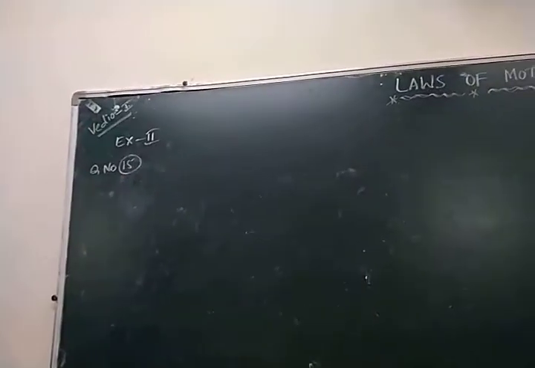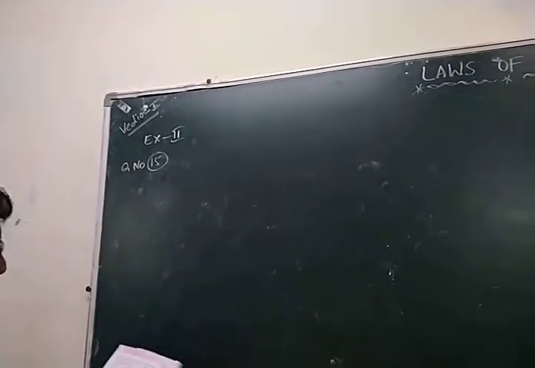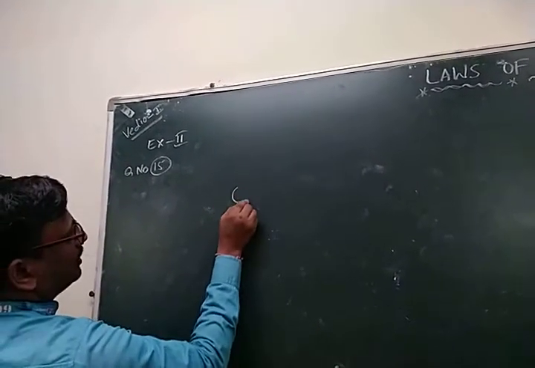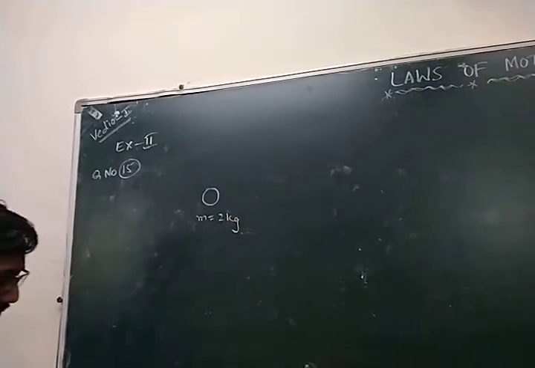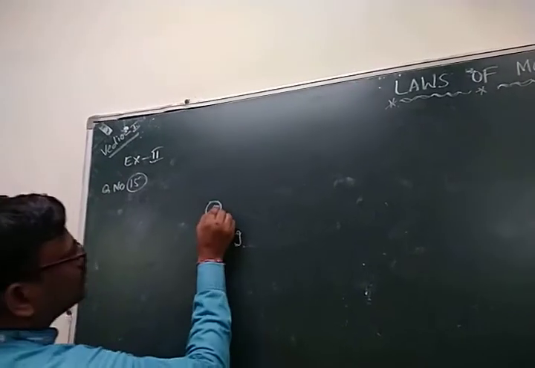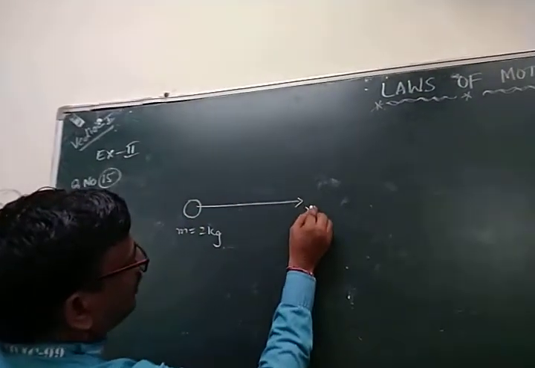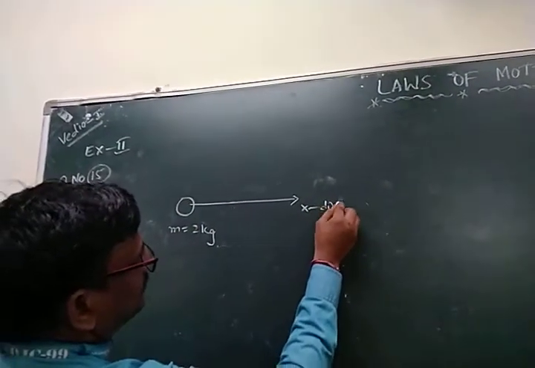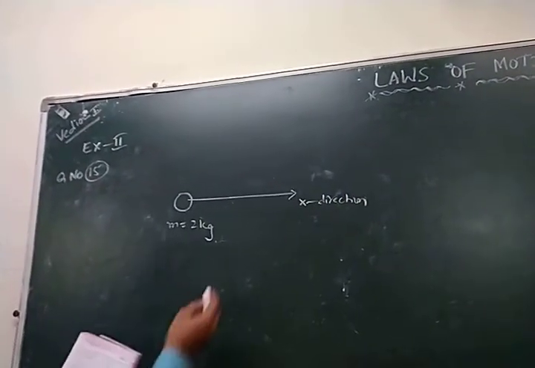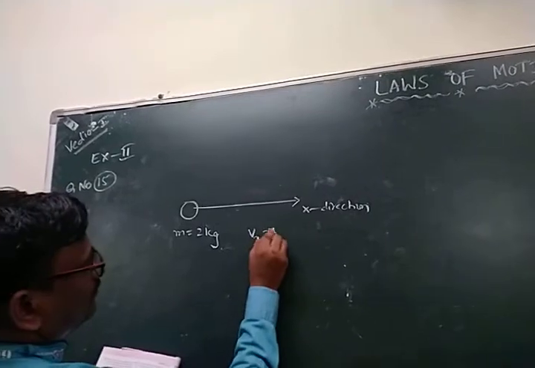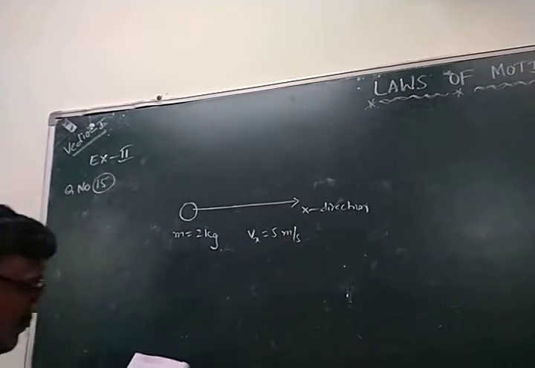Question number 15. A body of mass 2 kg is moving along the positive x direction with velocity Vx equal to 5 meters per second.